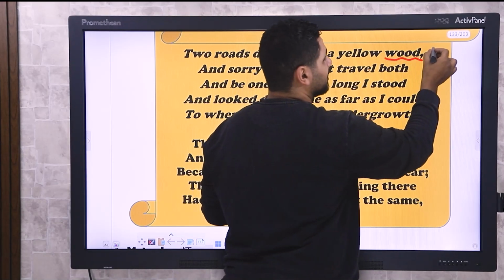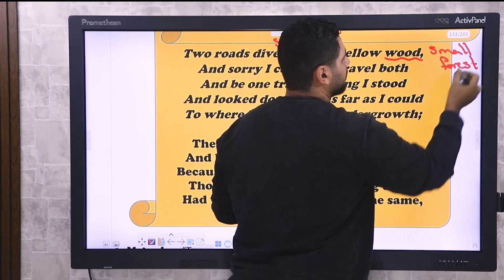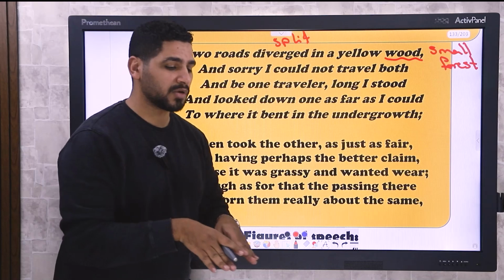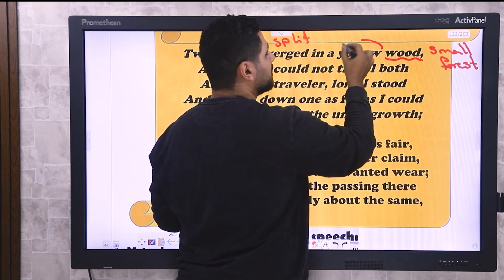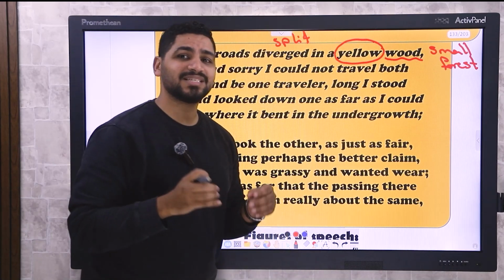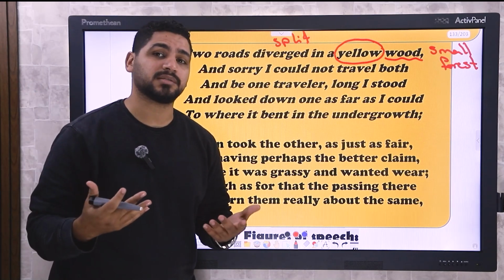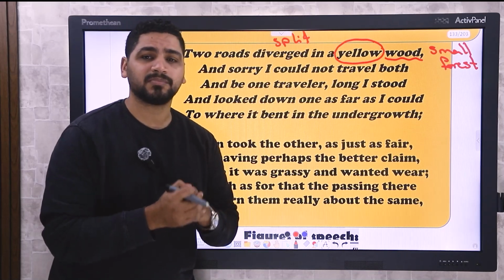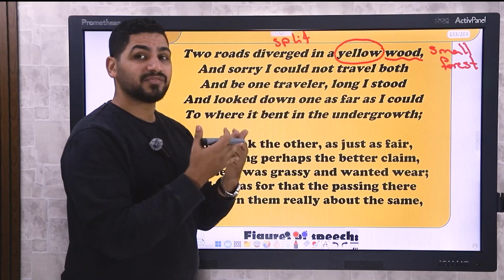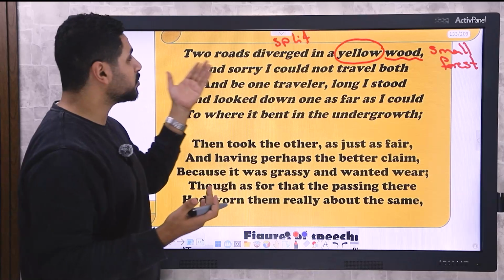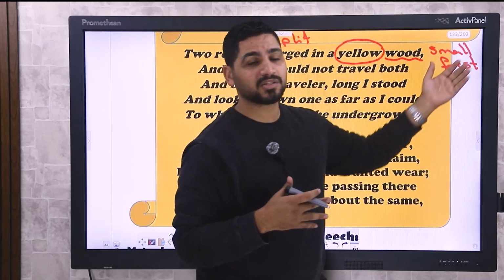What is meant by wood? It's like a small forest. The poet was traveling in the forest, and when he was traveling, the road split, it diverged. Two roads diverged in a yellow wood. Why did he describe it by the word yellow? What was yellow? The color of the plants, the color of the leaves of the trees. It happens during autumn. This is one season of the year in which the leaves of the trees become yellow. So he's traveling during autumn, from the word yellow, and wood is like a small forest.